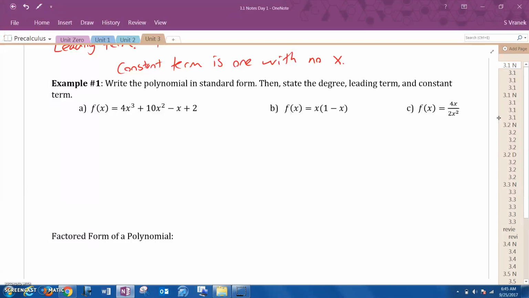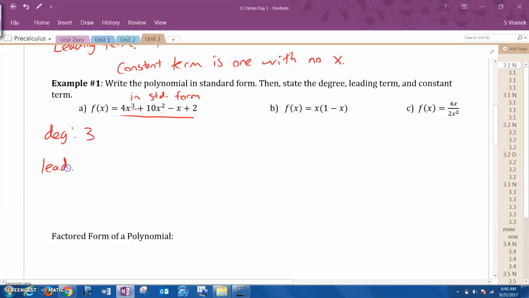So if we look at this, all the powers are in descending order, they're all positive integers, and the coefficients in front are real numbers. So this is a polynomial in standard form already. So I need to write the three things. I need the degree. And again, the degree is the highest power. So the degree would be 3 for this one.